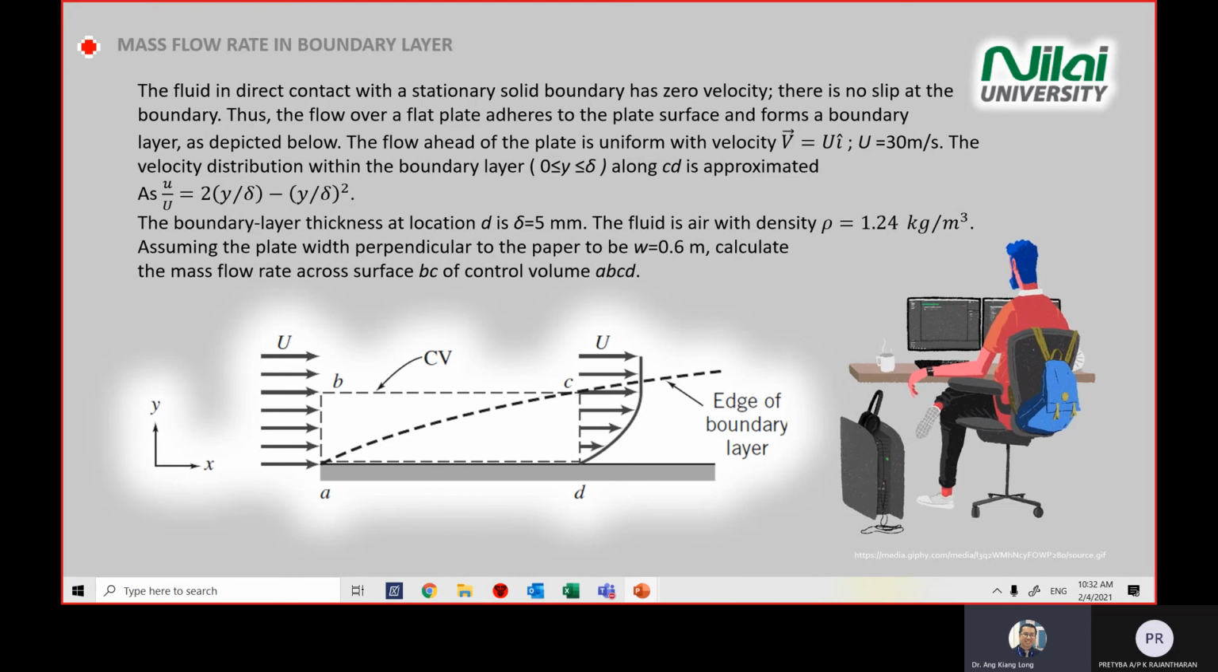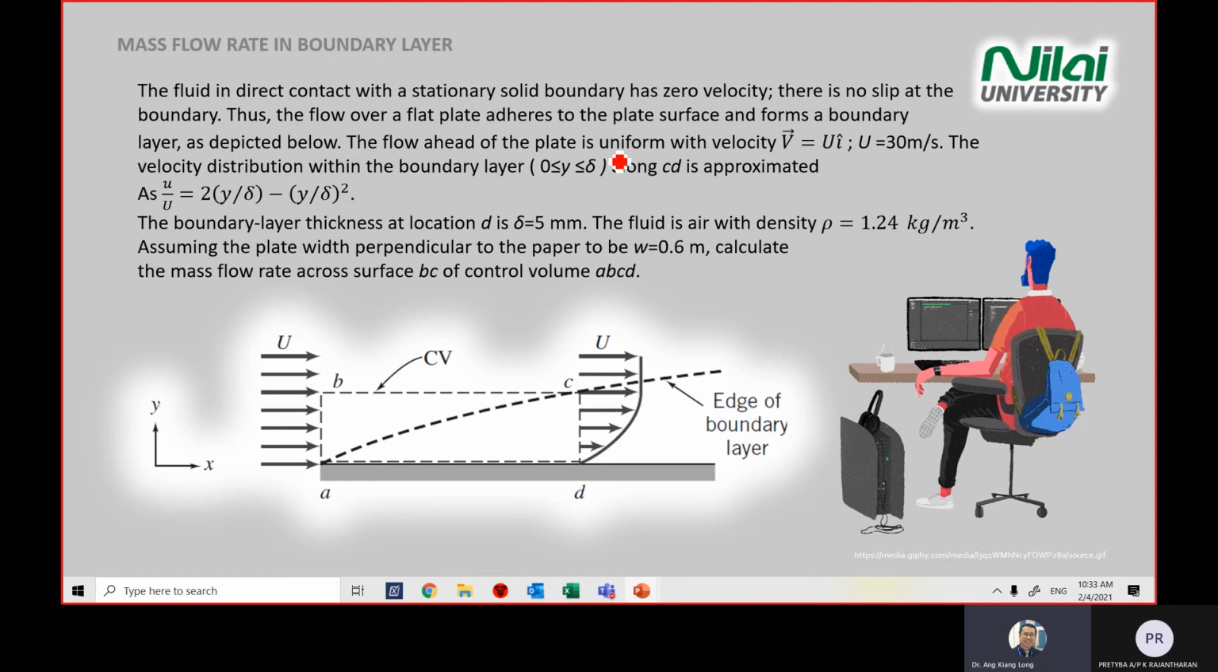Okay, yeah. So the question gives us some information. Let's say we have a fluid that has direct contact with a stationary solid boundary, which has zero velocity, which is here, zero velocity. You know that all the fluid that contacts the surface has zero velocity. There's no slip at the boundary, and the flow over a flat plate adjacent to the plate surface forms a boundary layer. So this is what we already observed in our derivation for the boundary layer, what we learned in our fundamentals of fluid mechanics.